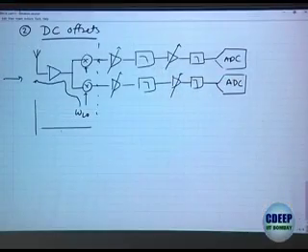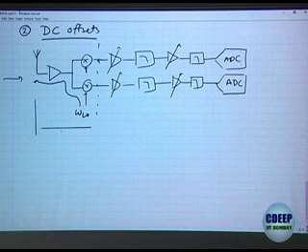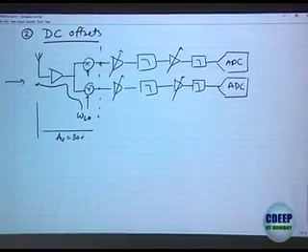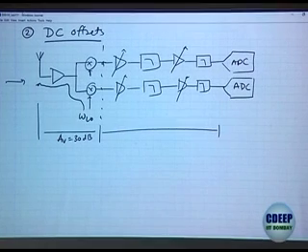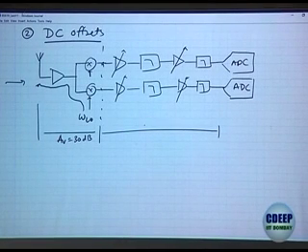So let's take an example here, which will make the point. Let's assume that this part is AV equal to 30 dB. And from here to here, let's say this is an ADC, so typically the AV number is like, say, 60 dB.